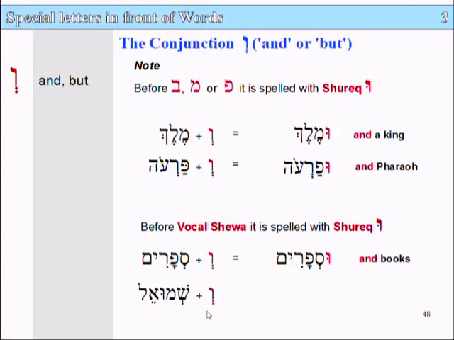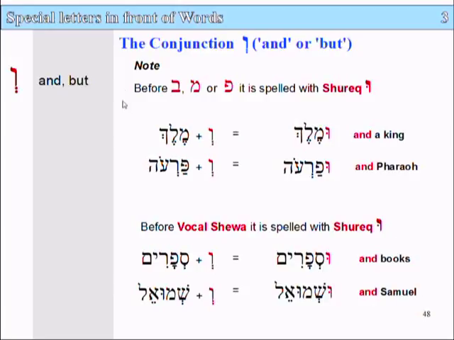Likewise, in this example, we have a vocal shiva underneath the first letter. In this case, the letter is a shin in the word Shemuel, which is actually Samuel. Shemuel in Hebrew. We add the vav, and it becomes Ushmuel, and Samuel.